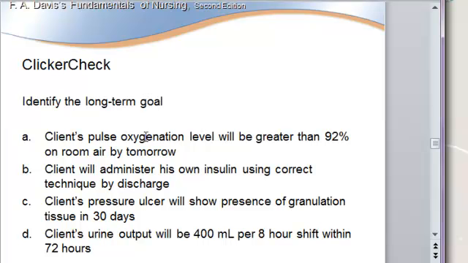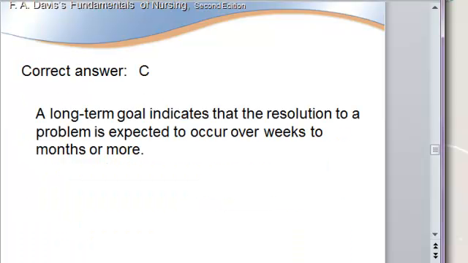So remember, this is a long-term goal problem outcome statement. And the answer is C. A long-term goal indicates that the resolution to a problem is expected to occur over weeks to months or more. So hopefully you got that right.